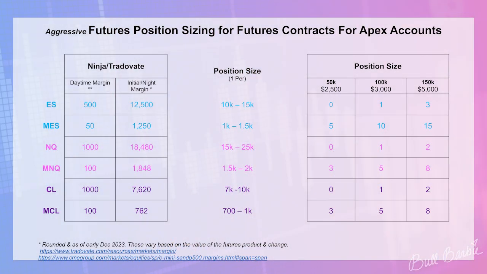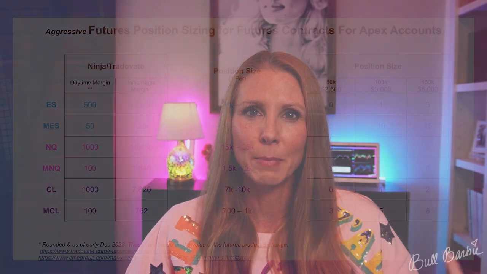This is the one time I might break the rules and start taking minis instead of micros, but I will tell you I highly prefer still taking micros over minis because it gives me a chance to get 5, 10, or even 15 of them, which gives me a really great opportunity to scale both in and out and really maximize my profits while staying completely calm and unbothered throughout the trade.